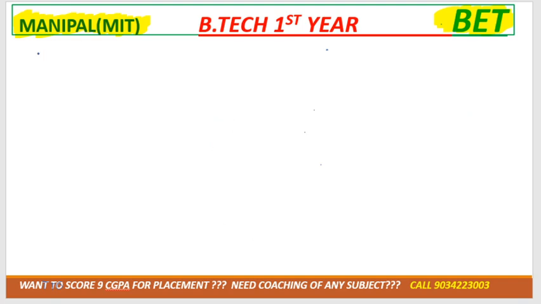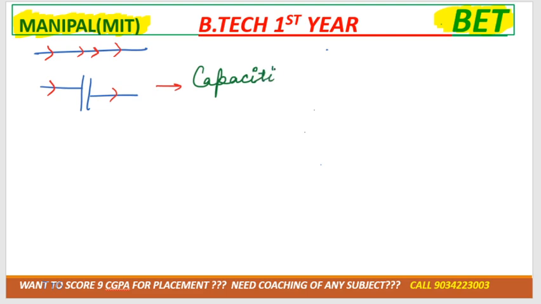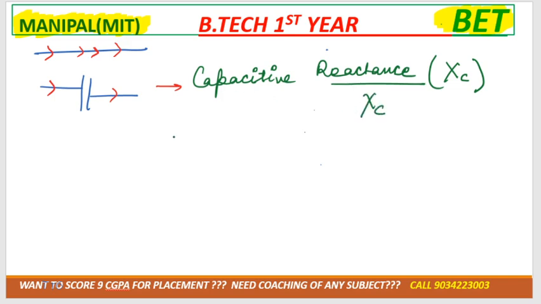Now I'm again asking, if you have a plain wire or the capacitor wire, in which case can current flow easily, the plain wire or the capacitor wire? Plain wire, right? Current can flow easily in the plain wire. That means there is some amount of resistance present in the capacitor also, and that is known as capacitive reactance. Capacitive reactance is denoted by XC. X is for reactance and C is for capacitance.